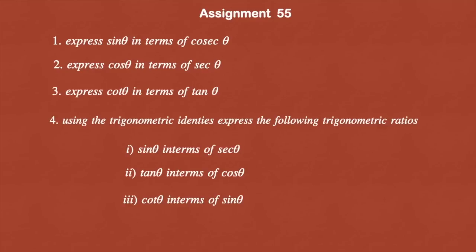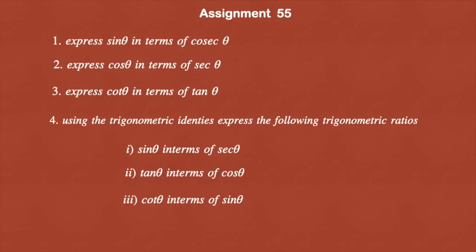Fourth main question: using the trigonometrical identities, express the following trigonometrical ratios. Now you have to find a relationship between sin theta and secant theta. Which identity are you going to think about to express sin theta in terms of secant theta is today's first assignment. Here you can use sin square theta plus cos square theta is equal to 1. There sin theta is there, and cos theta is related to secant theta, reciprocal. Use that and express sin theta in terms of secant theta.